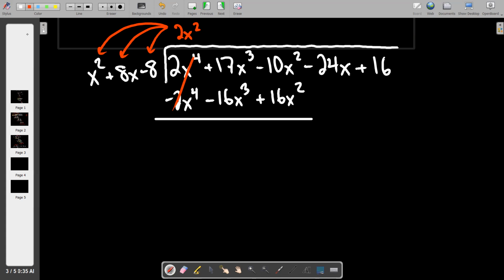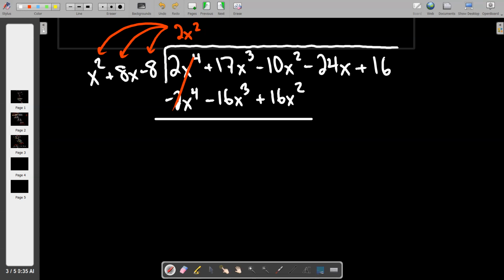Oh, I forgot I got to change it. Nope, it's already changed, bro. They're the opposite of what they would have been, Kale. They're the negative of what they would have been. This times this is negative 16x squared.